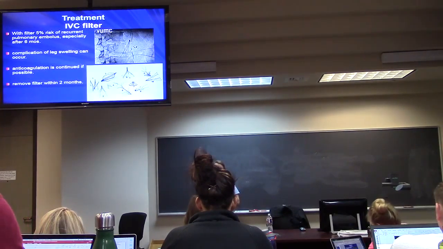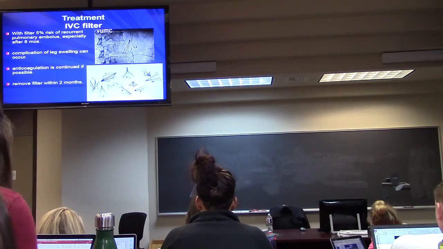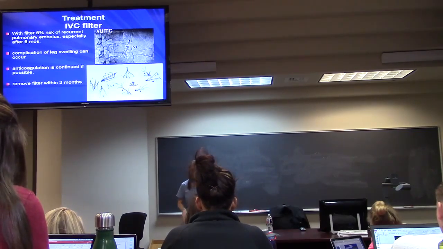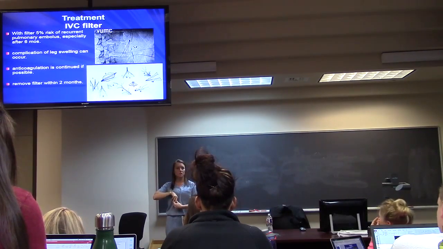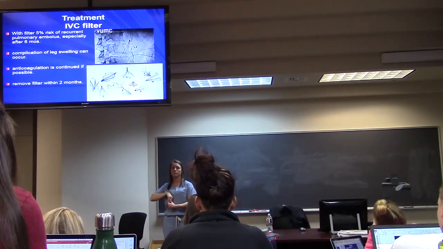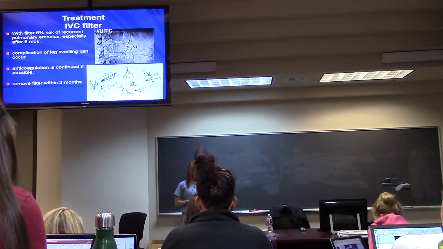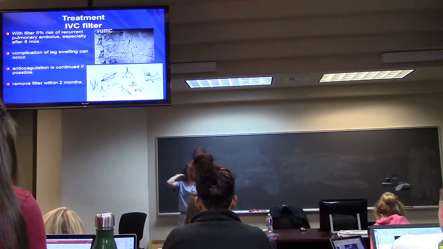An IVC filter, these used to be the big thing. They would put these filters in, and basically the thought was, it looks like an upside down drink umbrella, into the inferior vena cava, and clot from the legs or pelvis comes and gets caught by this filter, and it won't go to the lung. We do still use these. Interventional radiology puts them in. It's actually a pretty easy procedure.